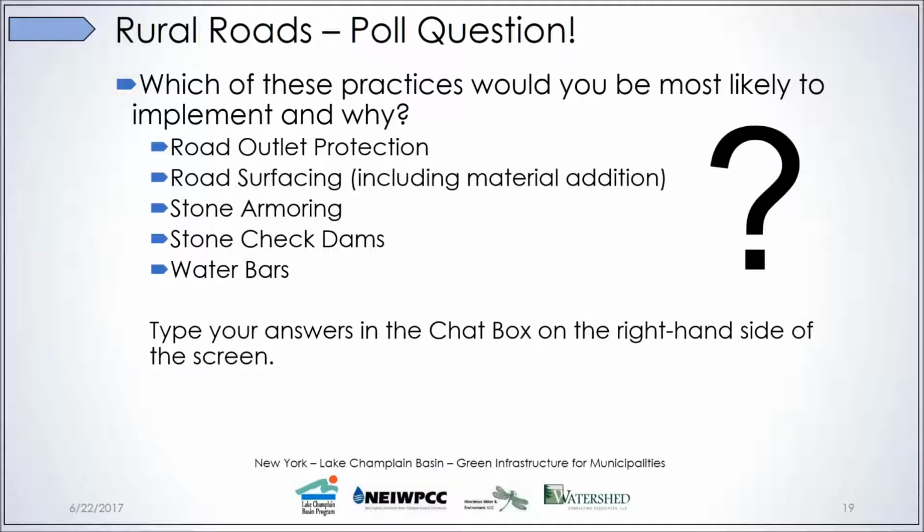Basically, if you guys want, look at these. Which one of these practices would you be most likely to implement and why? So type your answer in the chat box. Again, I'm just curious to know, would you be more interested in something like road outlet protection, where it's off the surface of the road, seems to be pretty easy and finite for a crew to deal with? Road surfacing, where it's more holistic change of the road network?